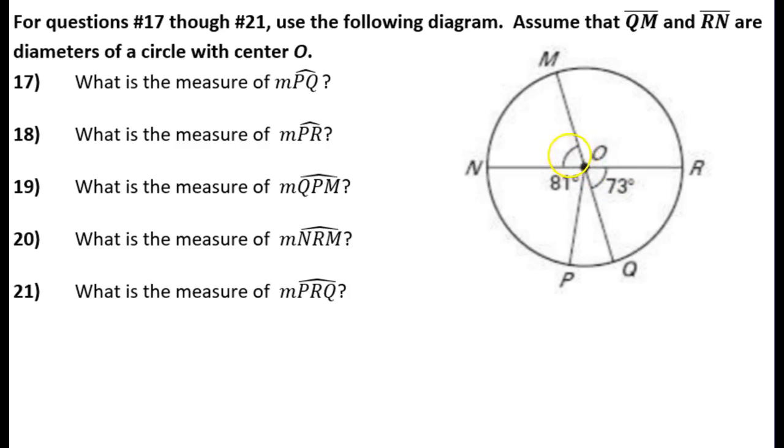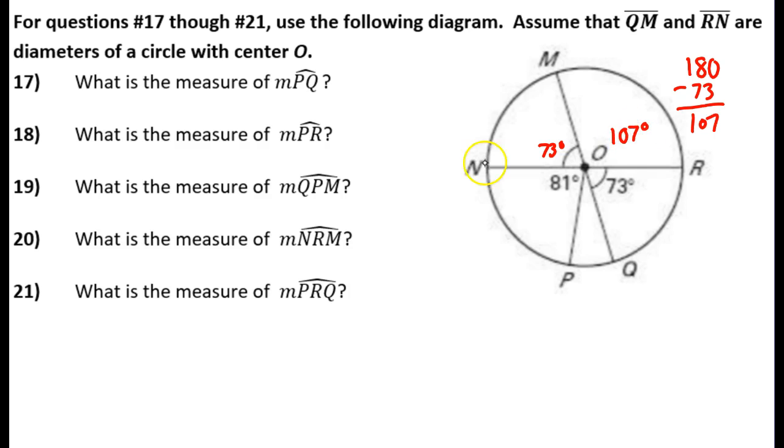So with that being said, here's congruent markings. So this angle must be 73 degrees. These are not vertical, so you cannot say that this angle here is 81 degrees. However, you know that from Q to R to M you have a semicircle because QM is the diameter. So if I take 180 minus 73, that gives me 107. So this is 107 degrees.